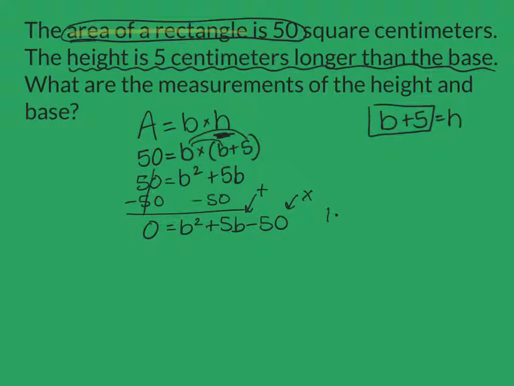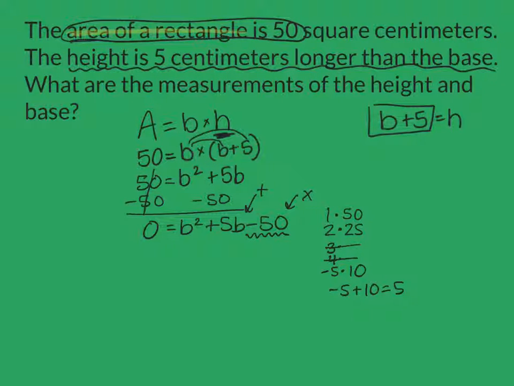I'm going to check some numbers here. 1 times 50, that doesn't add to 5. 2 times 25, doesn't add to 5. 3, nothing. 4, nothing. 5 times 10, yeah, this could add to 5. I know that I want it to equal negative 50 when I multiply, so either the 5 or the 10 will have to be negative. If I want them to add to equal a positive 5, then the 5 should be negative, since negative 5 plus 10 would equal positive 5.